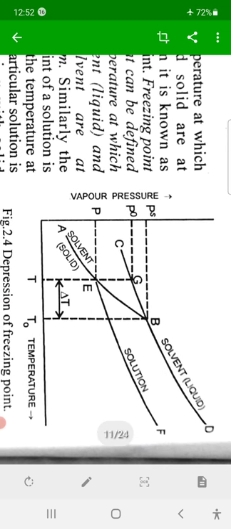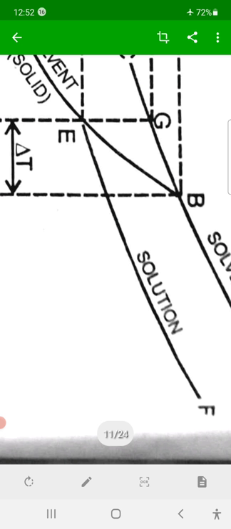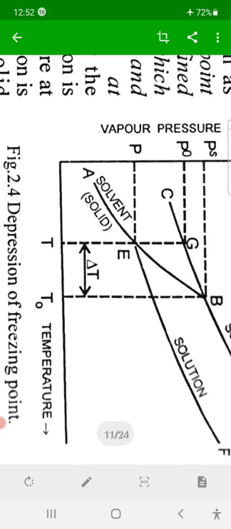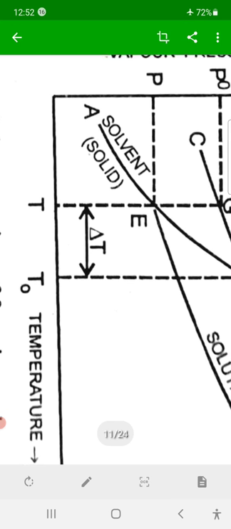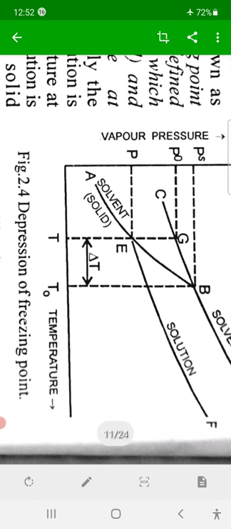Then for solution, consider a solution of the same solvent at point F. As temperature decreases, the vapor pressure of that liquid solution decreases along the curve EF. And at point E, what happened? That liquid solution changes into solid solution. Solidification of that liquid solution takes place. Therefore, T, the temperature at point E, is nothing but the freezing point of that solution.